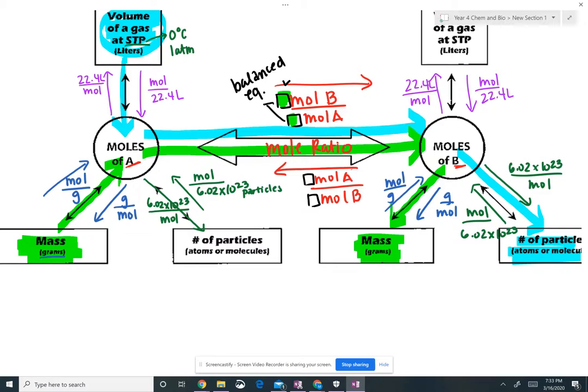Okay, so I hope this map helps, and then we will talk about some example problems in the next video.